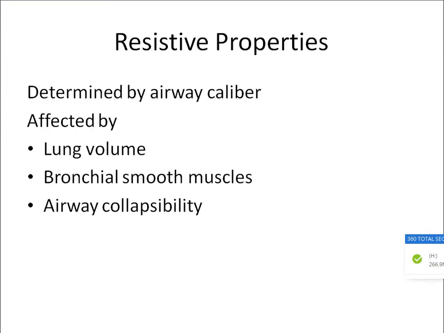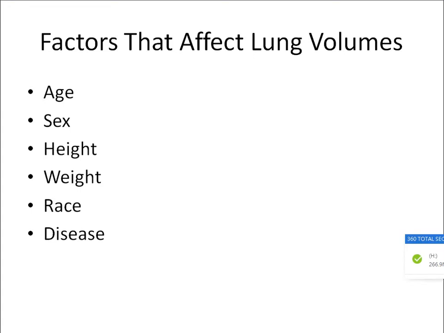Resistive properties are determined by airway caliber, affected by lung volume, bronchial smooth muscles, and airway collapsibility. Factors that affect lung volumes: age. The higher the age, elderly people have significantly diminished lung volumes as compared to younger age group people. Similarly, sex, the gender also. As compared to females, in males it is found that lung volumes are a little bit higher. Height, weight, race, white people and black people, and the disease, any pathological disease in the lungs. So all these factors affect lung volumes.